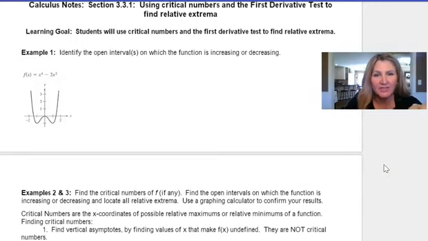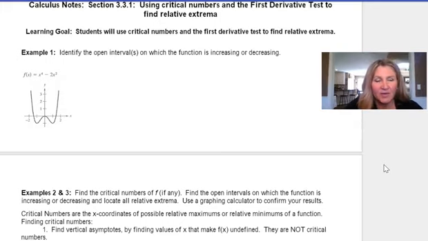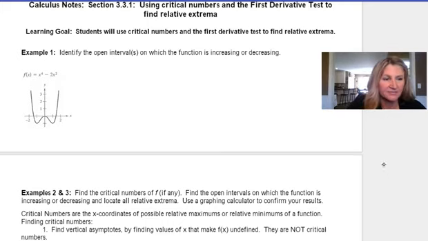We are going to be using critical numbers and the first derivative test to find relative extrema. So we're going to start off by looking at this first example. And it says we want to identify the open intervals on which the function is increasing or decreasing.